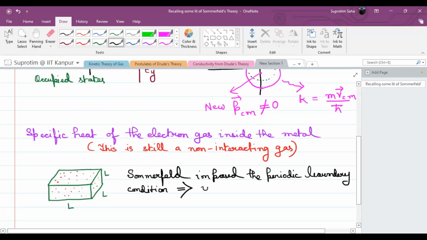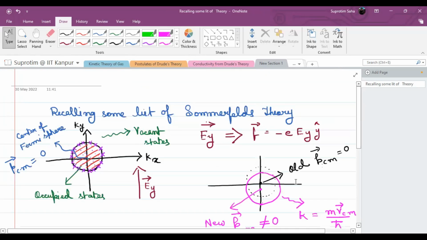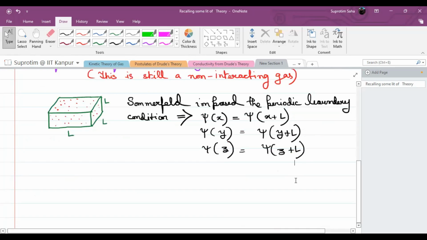What was its implication? Psi of x is equal to psi of x plus L. It did not go to 0 at the boundary of the container, the vessel it's in, but it has to be periodic. That was Sommerfeld's consideration. Similarly, psi y was psi y plus L for a symmetric box. Every length scale is L, and psi z was psi z plus L. Fine. Up to this, we are good.